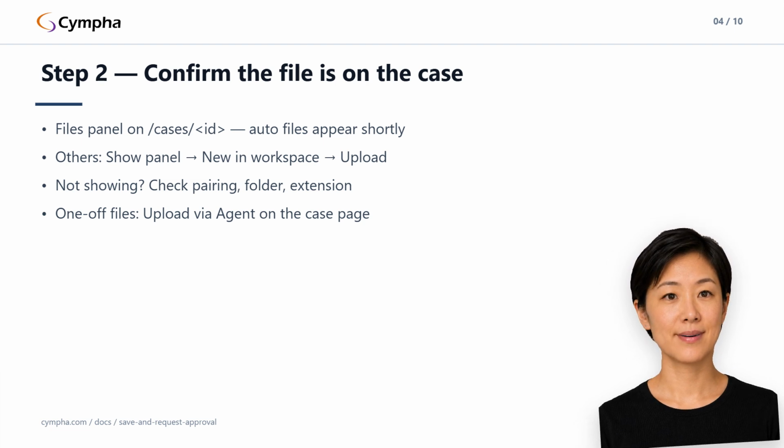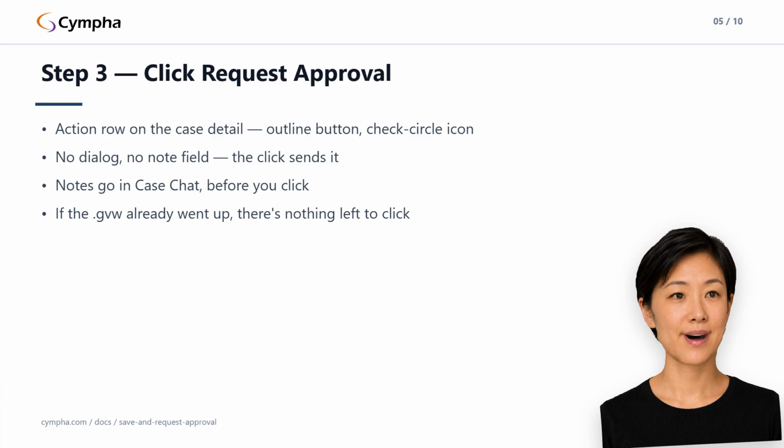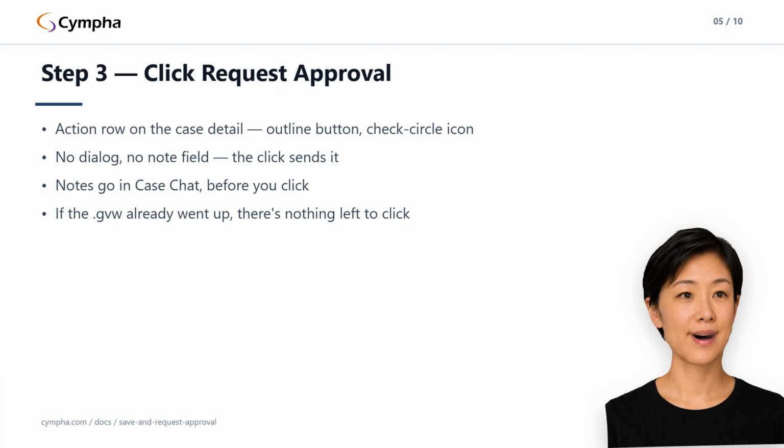Now the click itself. On the case detail page, look at the action row near the header. Request approval is the outline button with the check circle icon in the row of designer actions. 2 things about it that people expect and don't find. There is no dialog and no text box. The click sends the request directly, and Cympha works out which approval step is next: plan, appliance, or design, from the approvals already recorded on the case.